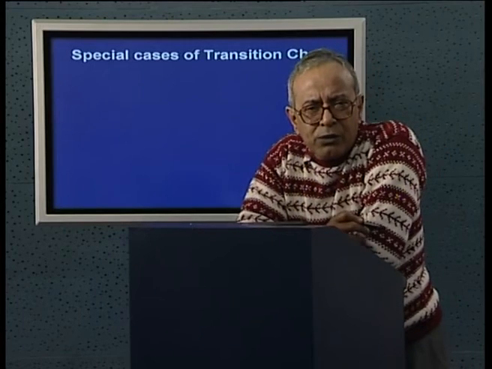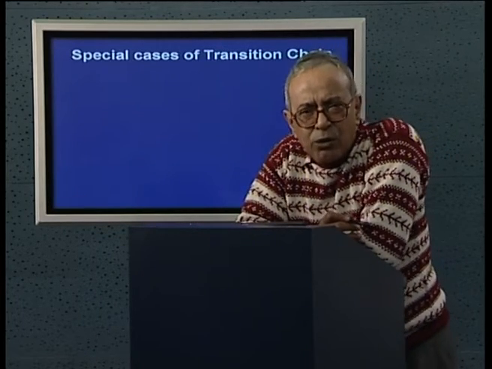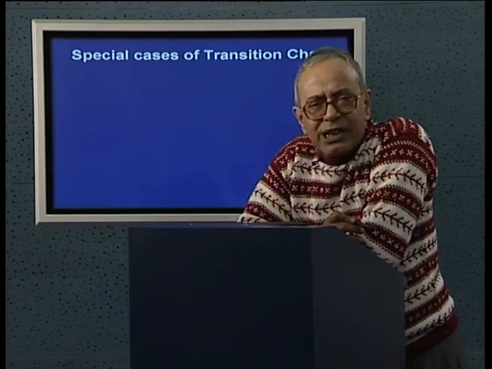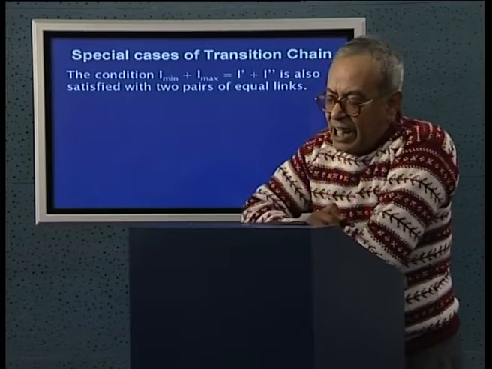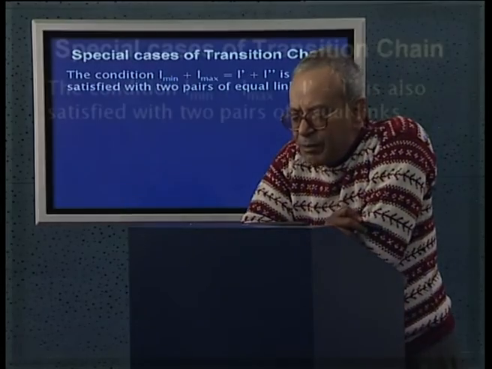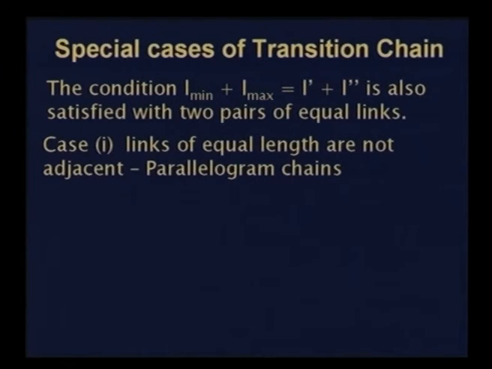Now, we have discussed in general what happens in a transition linkage, but now we have to discuss special cases of transition chain. As we know, the condition L min plus L max equal to L prime plus L double prime is also satisfied with two pairs of equal links. That means, there are two pairs, one pair of L min and the other pair of L max.